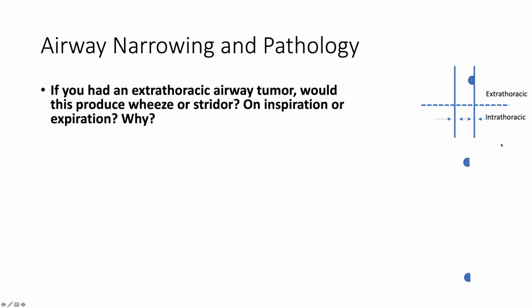So if it's an extrathoracic airway tumor, I believe this would produce a stridor, and this would be on expiration, I think. I'm thinking that because the stridor would be in the trachea, not involving any of the smaller airways, it would produce more of a monotone sound, like we said earlier. And then on expiration, because the intrathoracic pressure would be higher, it'd be pushing air out into the extrathoracic portion.